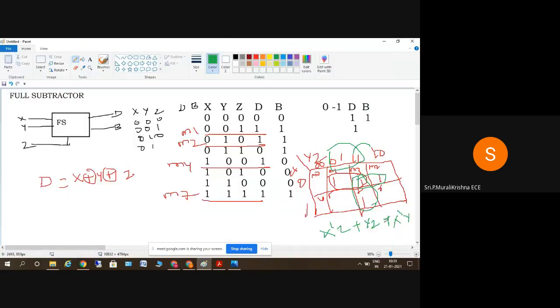This is the equation for borrow here. So what is the equation? Borrow is equal to X bar Z plus YZ plus X bar Y. Clear? Yes, sir. X bar Z plus YZ plus X bar Y.